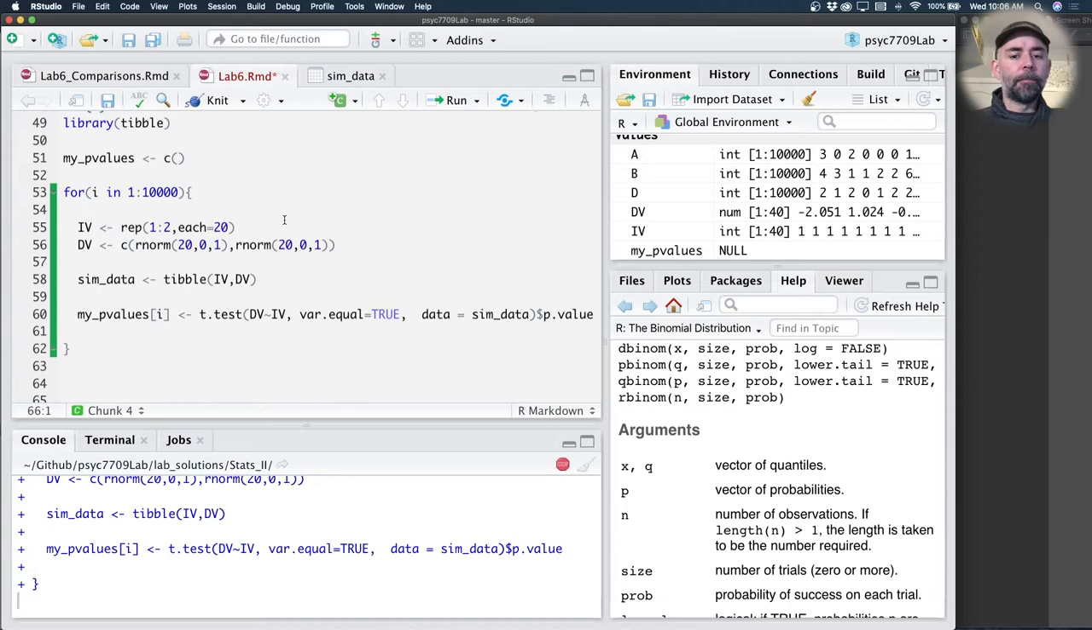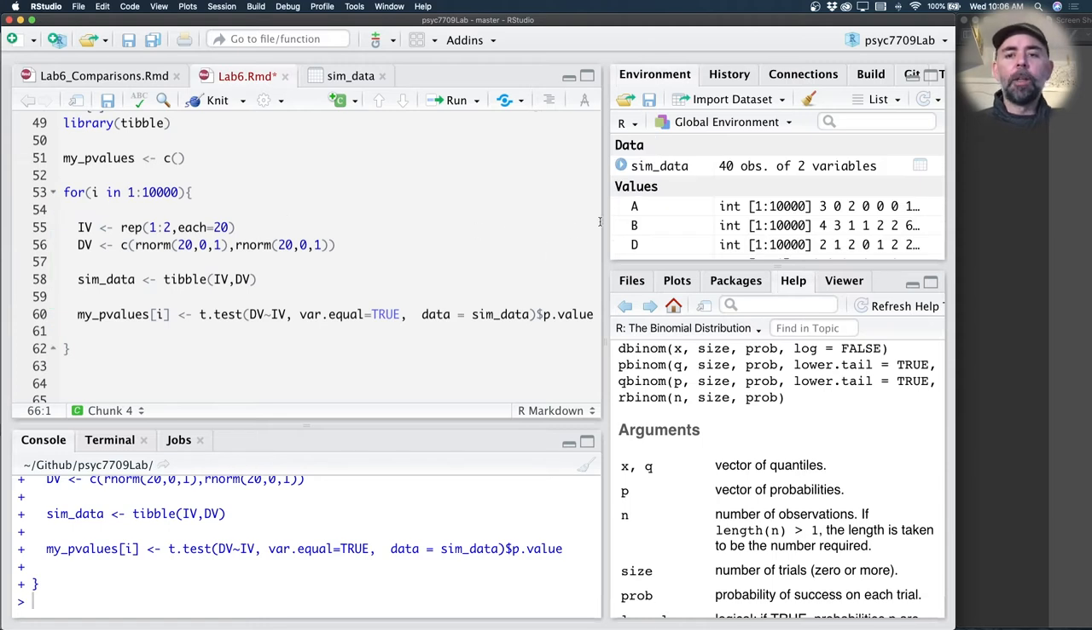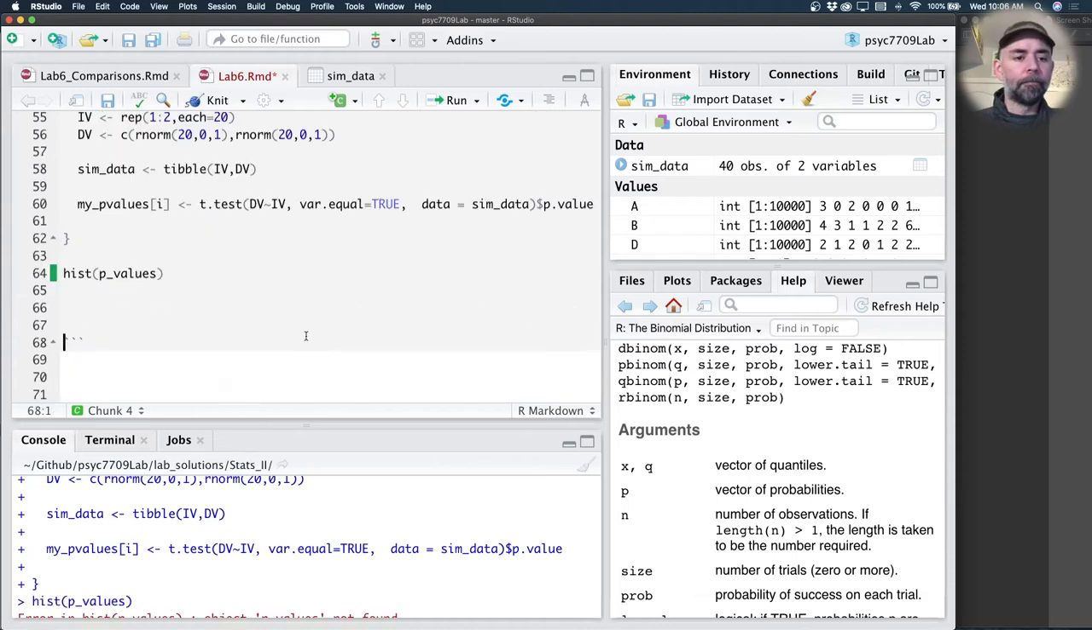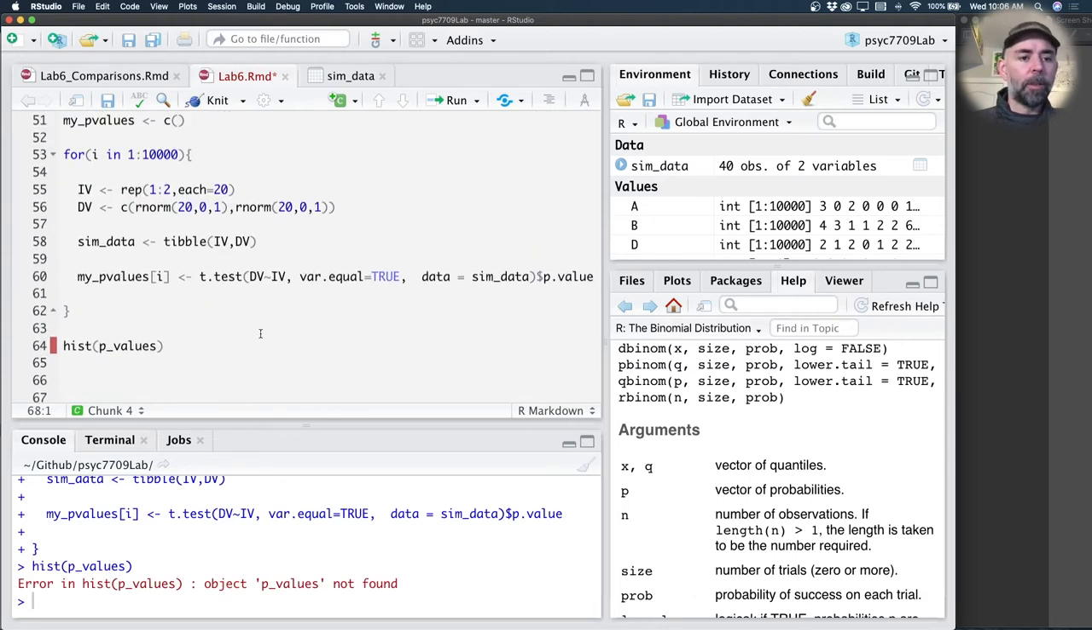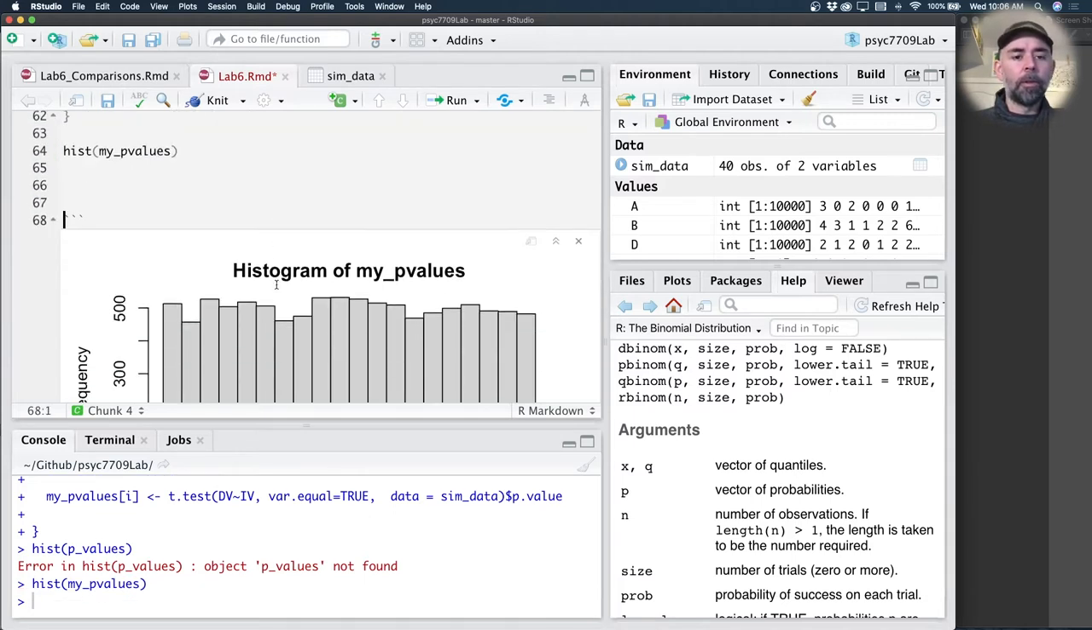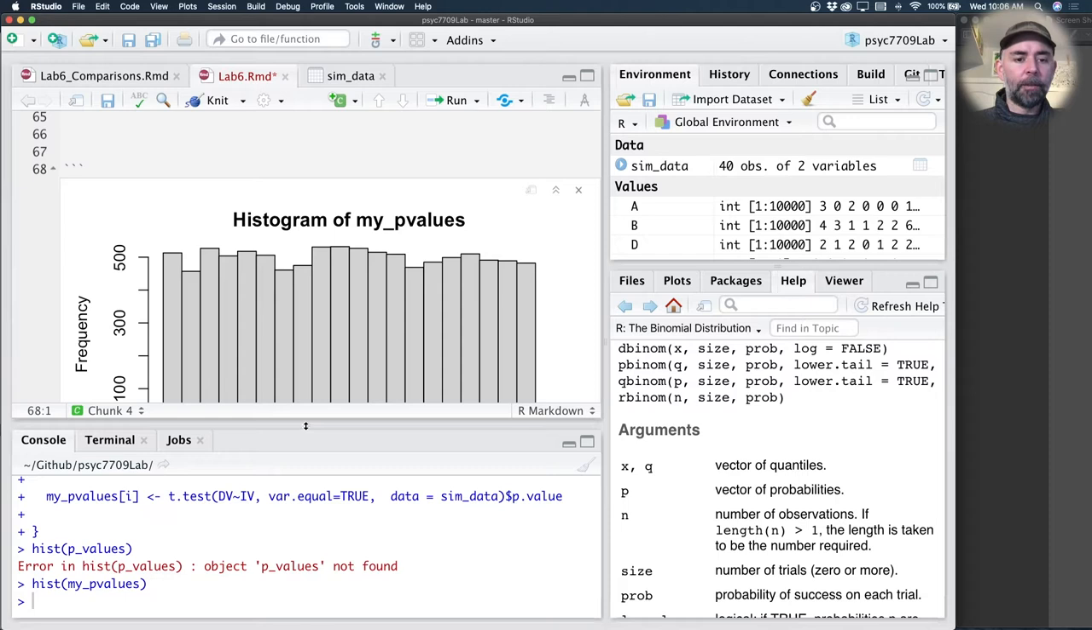How long does that take? This is taking a while. I think I might want to rewrite this code. Oh, it's done. Okay, let's just look at the histogram. We did it. Oh, it's called my p-values. Okay, there's the histogram of p-values.